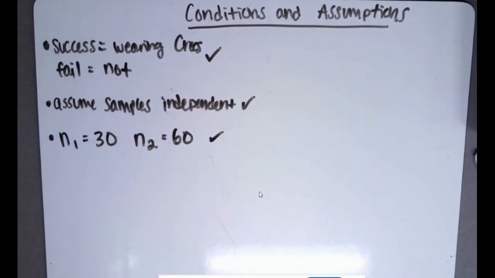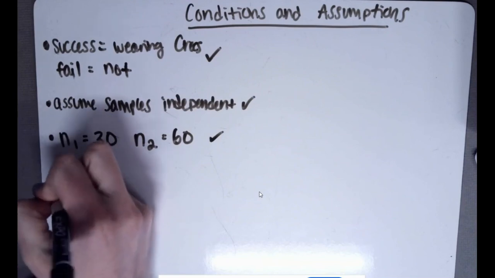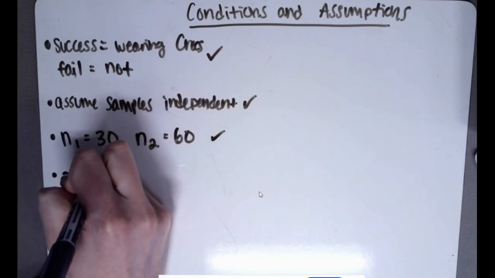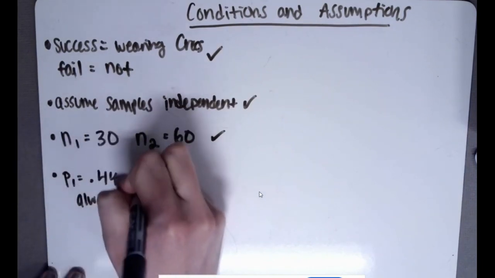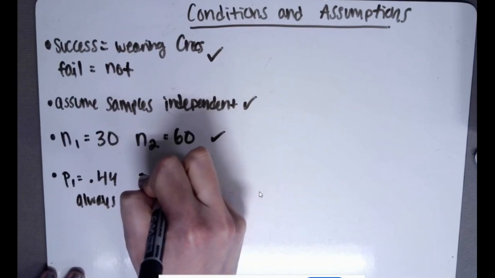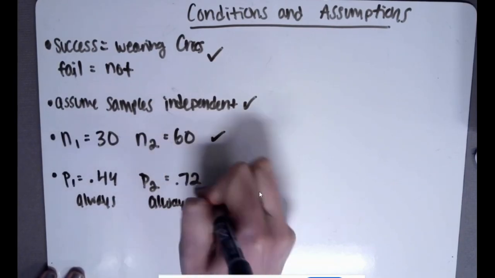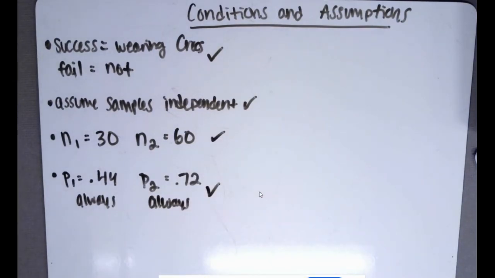We also want to make sure that the probabilities are not changing as we draw our samples. So it's always going to be true that our P1, the chance of a freshman wearing Crocs, is going to be 0.44. And our P2, which is the chance of a senior wearing Crocs, is going to be 0.72 always. So those are staying the same.